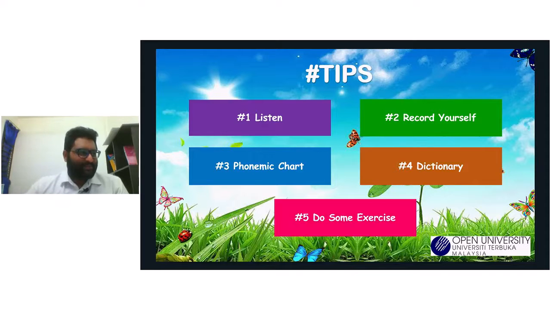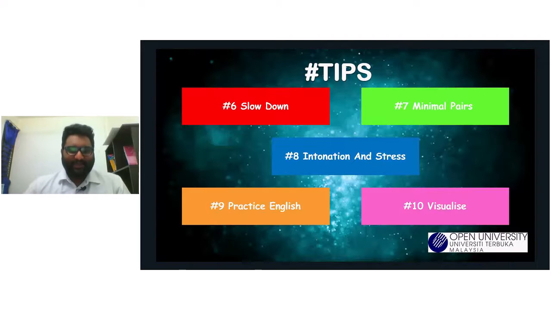And the following part is number six, slow down. Number seven is minimal pairs. Number eight, intonation and stress. Number nine, practice English. Number 10, visualization. So now let's look in detail at the tips given.